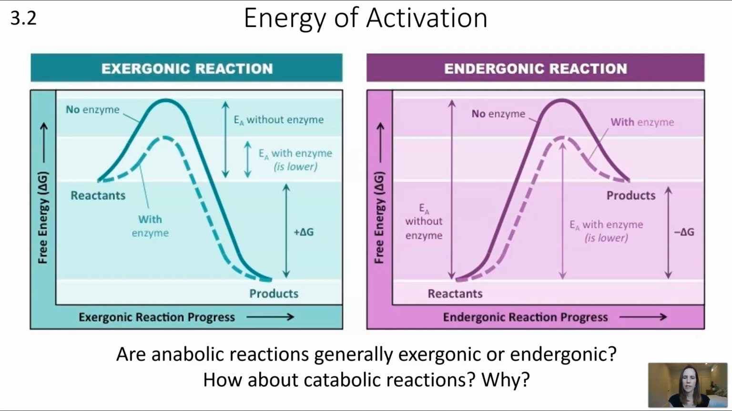All right, some follow-up questions here. Are anabolic reactions generally exergonic or endergonic? And how about catabolic reactions? Are those generally exergonic or endergonic, and why? So remember, anabolic reactions generally build things up. It's generally going to take energy to build things up because you are putting them into a less stable state. So it's going to require a net input of energy. So anabolic reactions are generally endergonic, as opposed to catabolic reactions, which are breaking things down into simpler molecules. Those are generally going to be exergonic reactions because the energy of the products is lower than the energy of the reactants. They're more stable and therefore have less energy.